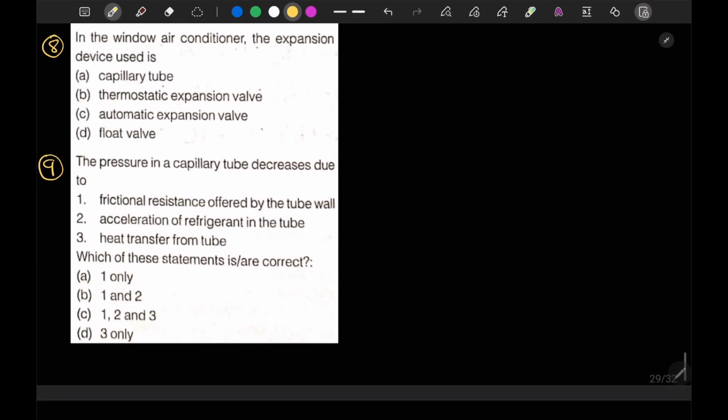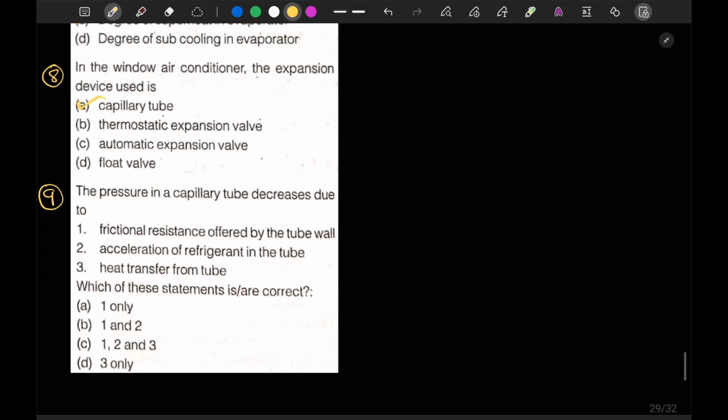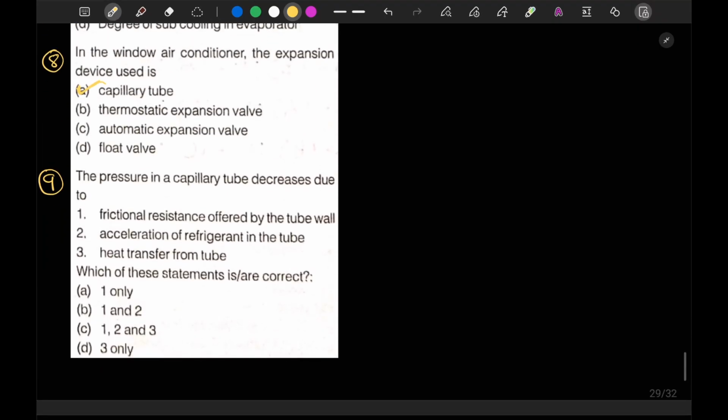Now in the next question: in a window AC, the expansion device used is a capillary tube. In home applications, a capillary tube is generally used. Pressure in the capillary tube decreases due to frictional resistance offered by the tube, acceleration of refrigerant in the tube, or heat transfer from the tube. It happens due to the acceleration of refrigerant in the tube. Heat transfer does not happen, because the process is adiabatic and there is no heat transfer from the tube. So option B is correct here.